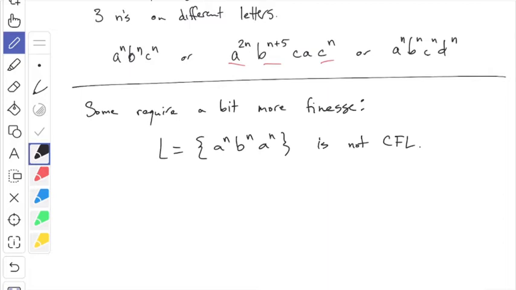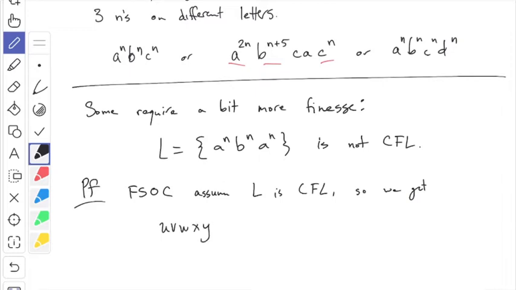So let's see if we can do this one. Just to give you an idea of how sometimes you have to be a bit fancier. So we will begin as before. For the sake of a contradiction, I assume that L is a context-free language. So we get some string u, v, w, x, y in L, and also u, v to the I, w, x to the I, y in L for all I. All right?